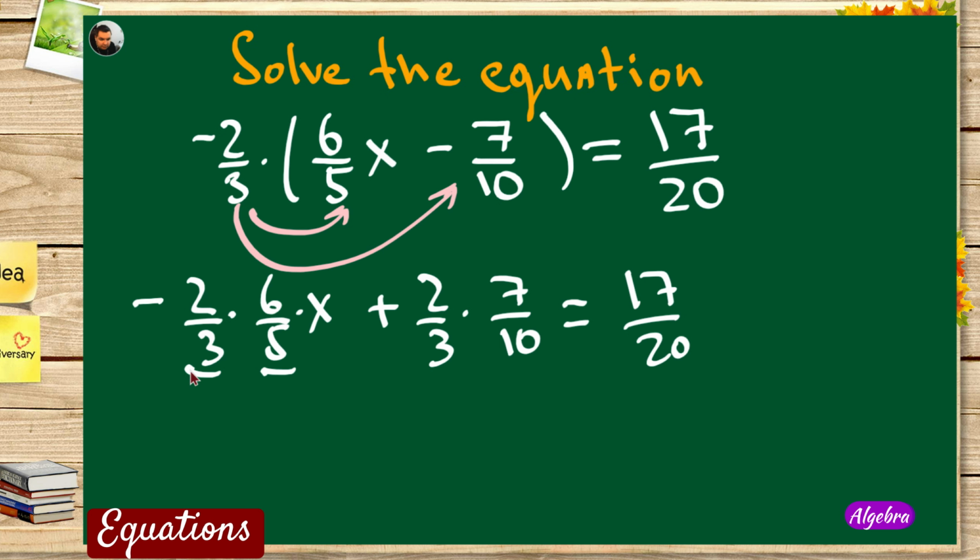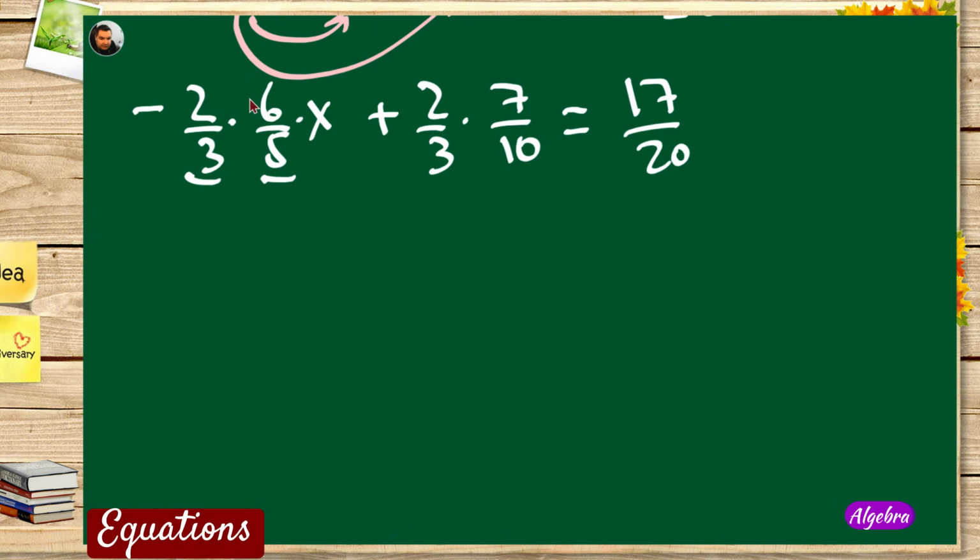Here we have just two fractions. In fractions, it's very easy to multiply them. You just multiply numerators and you multiply denominators. So I'm going to multiply 2 by 6 and 3 by 5. It's going to be negative, of course. So 2 by 6 is going to be 12, going to be minus 12/15. So that's the first fraction which we have.